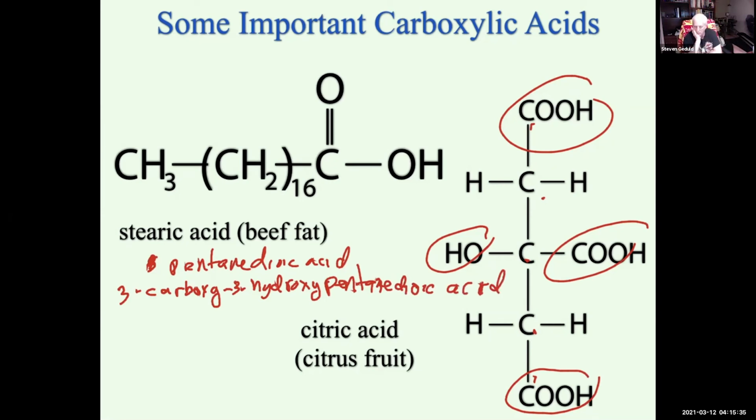That brings us back to why you can't have a tricarboxylic acid. You only have di, because after 2, the COOH group has to be named as an extension or as an attachment. So this would be 3 carboxy, 3 hydroxy, pentane dioic acid. Again, that's citrus fruit because of the smell.